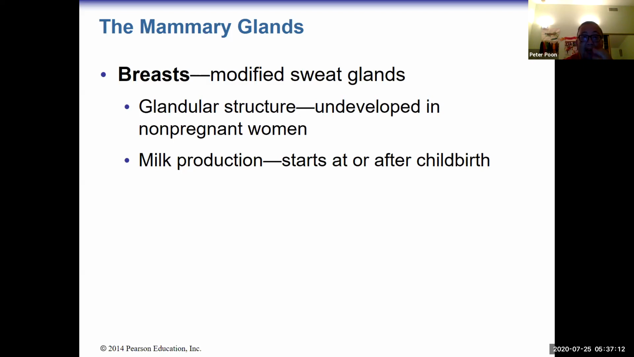Okay, the mammary glands. The breasts are modified sweat glands. And milk production starts at or after childbirth.